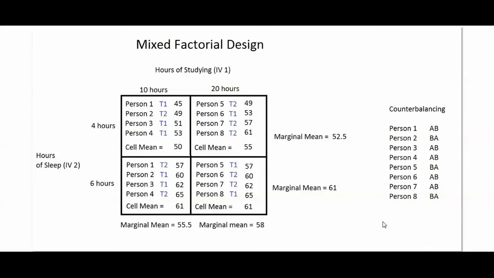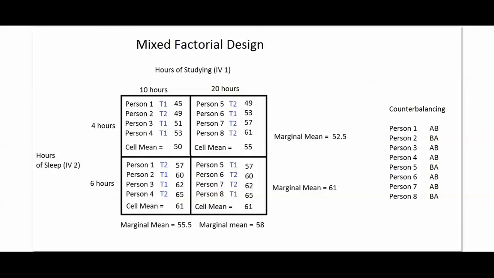Now we've covered the difference between a between subjects, a within subjects, and a mixed factorial design. In the between subjects factorial design, each person was tested once. In the within subjects factorial design, each person was tested 4 times. And in the mixed factorial design, each person was tested twice. Each of the examples that we go over in the rest of the video will be between subjects factorial designs, in which there's a separate group of people inside each cell. I just wanted to cover these types of designs before we moved on.